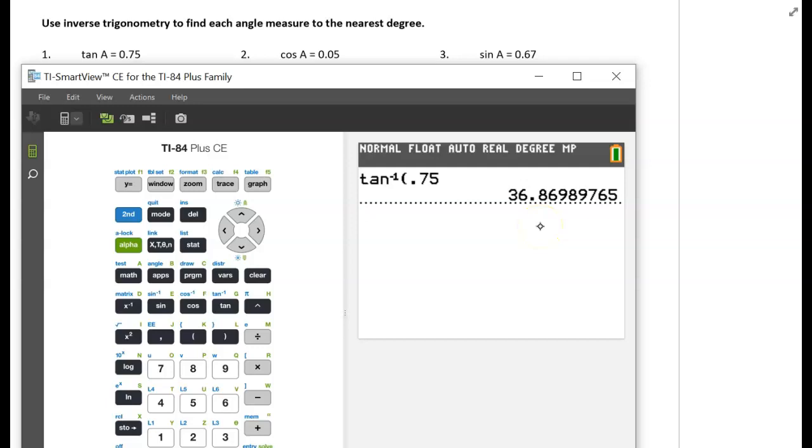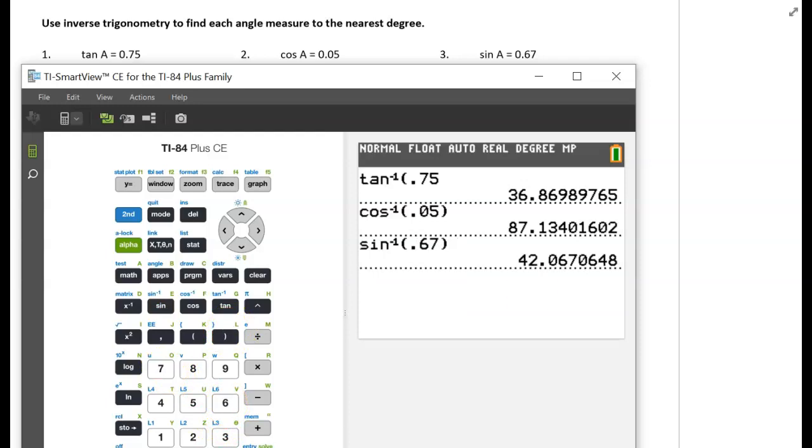If I were to do problem number 2, I'm going to go second cosine, and you can see it says cosine inverse, and I'm going to say 0.05, and then hit enter, and that'll tell me angle A, approximately 87 degrees. And for the third one, I'm going to press second sine, so sine inverse, 0.67, and when I press enter, that's going to give me the angle A to be about 42.06 degrees.